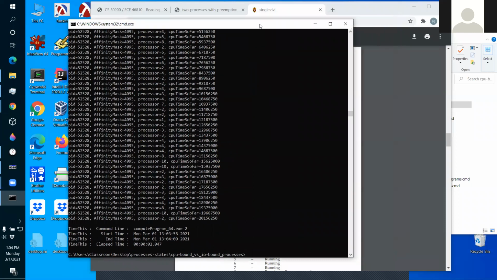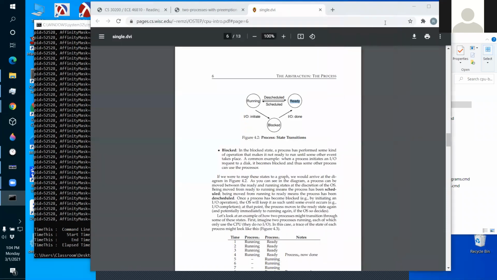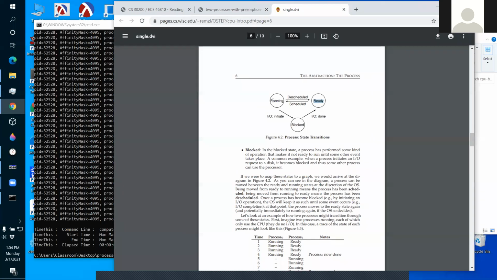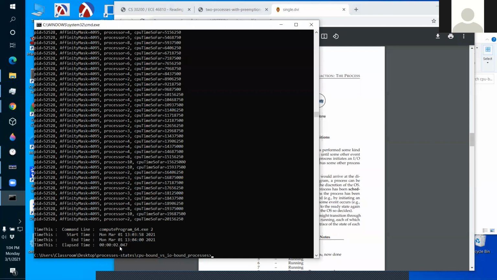Well, that extra time accounts for the transition between running and ready. It spends a tiny bit of time in the ready state. But since there's lots of CPUs and they're not very busy, every time this guy transitioned from running to ready, there was a CPU ready to put him back running again. So he spent very little time in the ready state, but you can see a tiny amount of time was spent in the ready state.